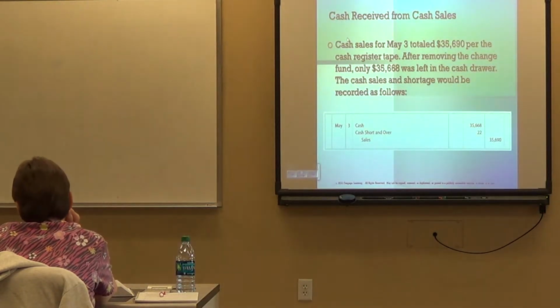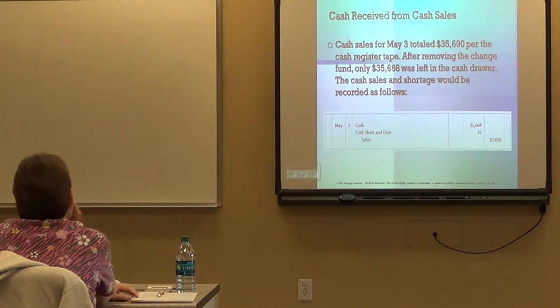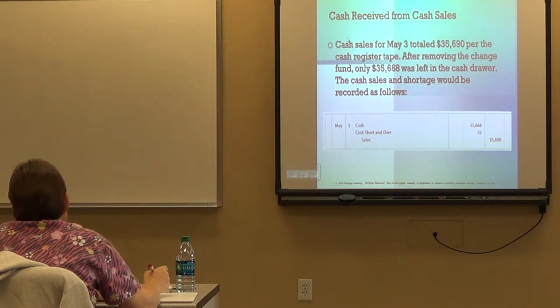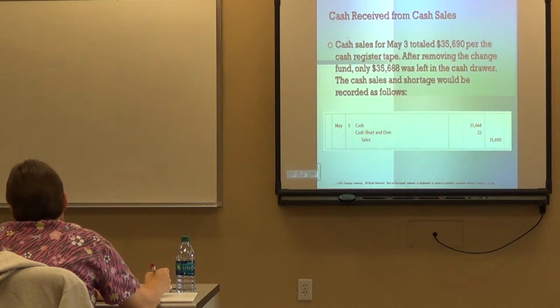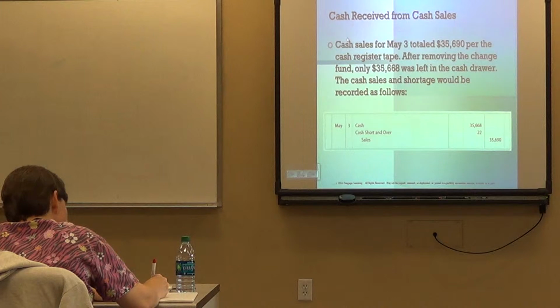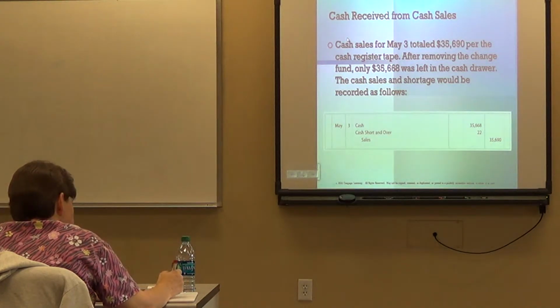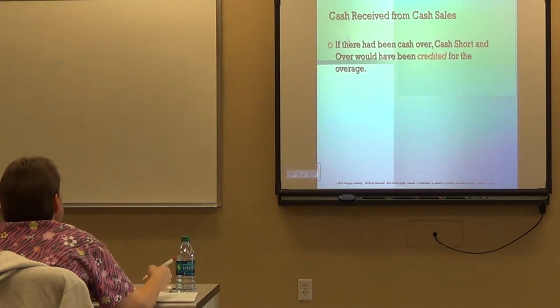I would be a little concerned. Yes, $35,000 is a lot of money, and to be off $22 doesn't seem like a lot, but it is. $22 is a lot of money to be off. Most of us, when we work in retail, if we're a couple of pennies off, that's okay. But if it's a lot more, in the dollar range, then there's an issue. So we'll find out what's happening here.